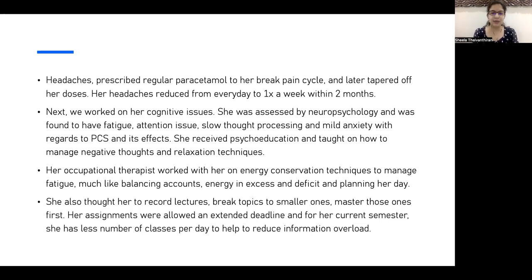She received psychoeducation. That means they explained to her what PCS is all about and what her symptoms are, and she was taught how to manage her negative thoughts. A bit of cognitive behavior therapy was taught to her, and some relaxation techniques. Then her occupational therapist worked with her on energy conservation techniques. What does that mean? That's a way to manage fatigue.